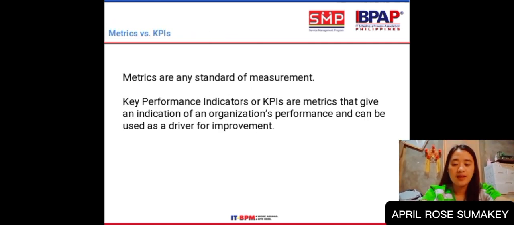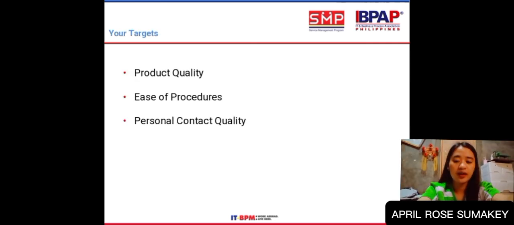Metrics versus KPIs. Metrics, general data points used to measure business activities and performance. KPI, specific strategic metrics directly linked to business objectives. Product quality refers to the overall standard of a product in terms of its ability to meet customer expectations, perform its intended function, and provide value.